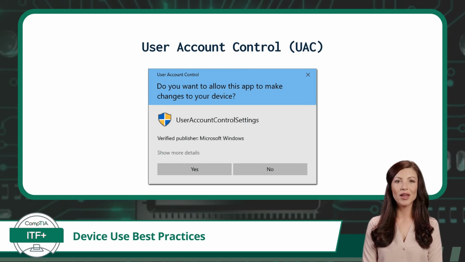Whenever software or an application attempts to make significant changes on a Windows device, UAC intervenes by prompting the user for permission. This proactive approach ensures that only changes authorized by the user are implemented, offering a layer of protection against unwanted installations. By acting as a gatekeeper, UAC ensures that only trusted software can modify the system, enhancing the overall security of the device.